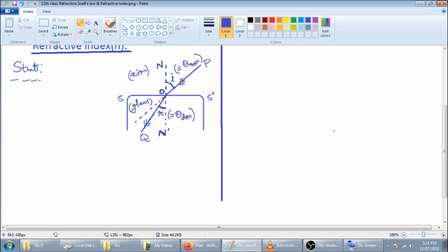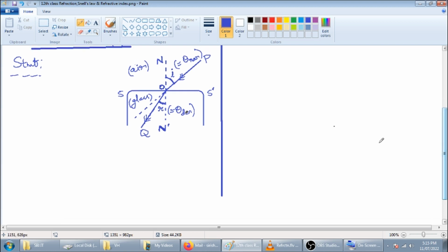Now consider the sine value of the angle of incidence, sine I. Now consider the sine of the angle of refraction, sine R. Now take the ratio of these two: this is the ratio of the sine of the angle of incidence to the sine of the angle of refraction.